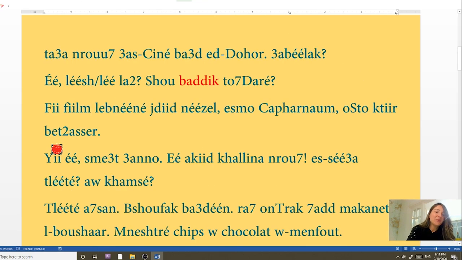Now let's read it one more time with Latin script.